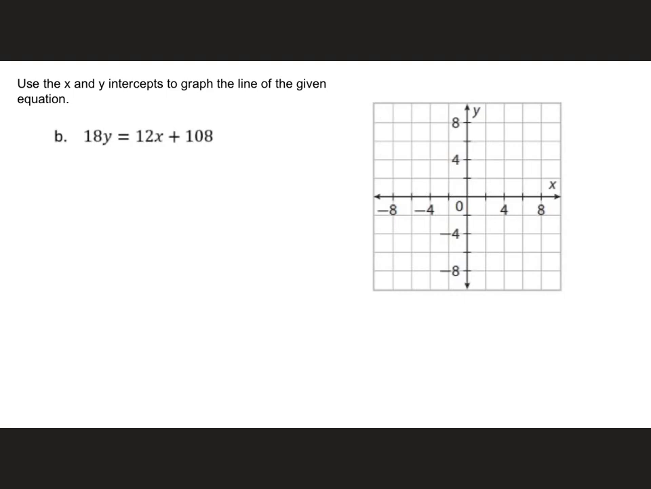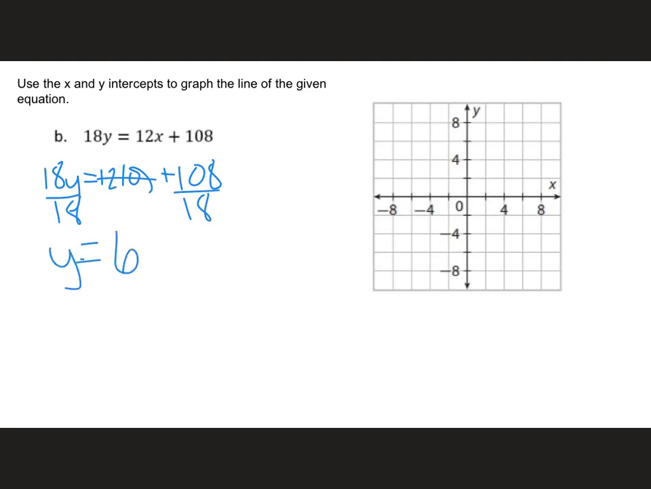Go ahead and try this one. To find the y-intercept, we'll start with the y. That means our x would be 0, so we would have 18y = 12 times 0, that's going to be gone, plus 108. So mathematically it won't matter if we're adding a 0. Then we'll divide by 18, and y would equal 6. So this one would be at (0, 6), which would be here on the graph.